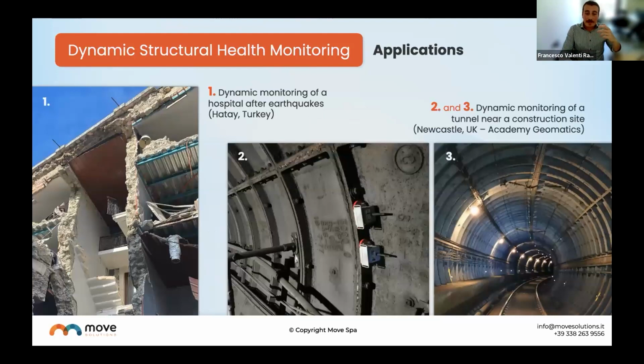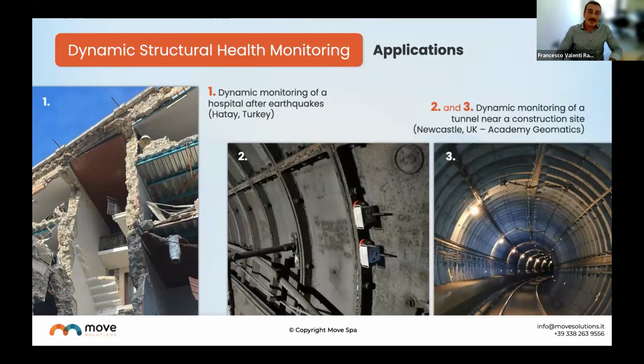For the applications, we would like to share with you these two case studies. The first one is a dynamic monitoring of a hospital after the huge earthquakes that occurred in the last period in Turkey. The project was carried out again by Emmanuel Durand, from a man engineer.